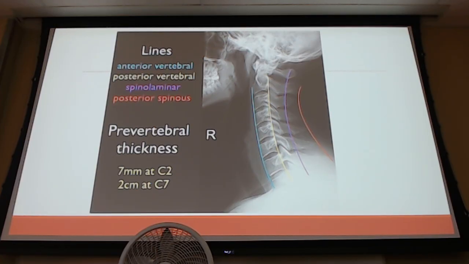We do like to look at the prevertebral thickness, so we say 7 at 2, 2 at 7. That should be 2 millimeters, not centimeters. Or no, that should be centimeters, sorry. It's, yeah, 7 millimeters at C2 and then 20 at C7. But we try to make it sound right. I think it could be up to like 22, but we won't go into it.